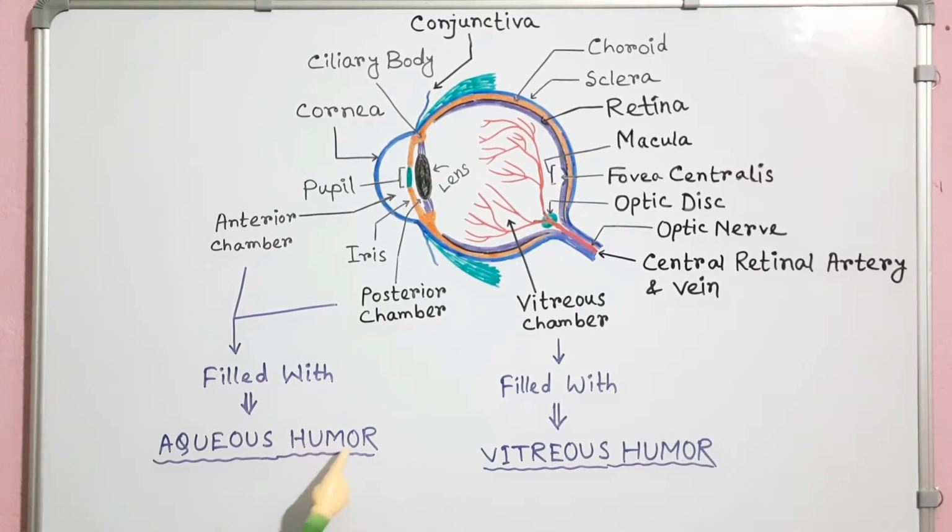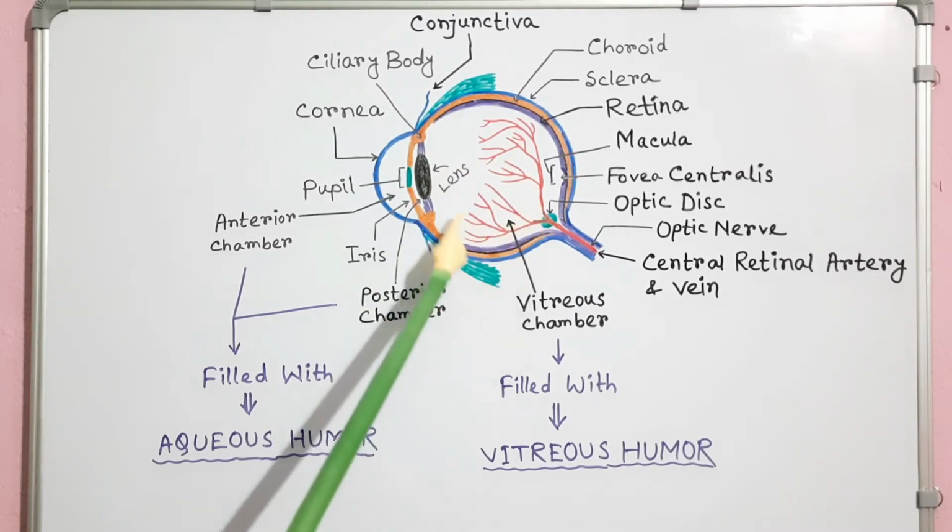Aqueous humor helps to maintain intraocular pressure, which keeps the eyeball inflated and is largely responsible for maintaining the shape of the eyeball. The aqueous humor also refracts light and provides nutrition for the structures of the anterior chamber, such as cornea.